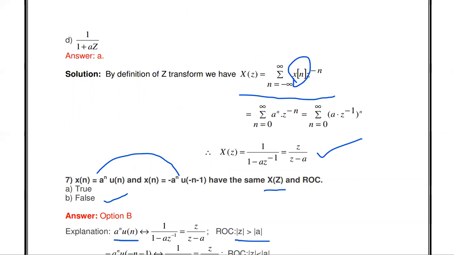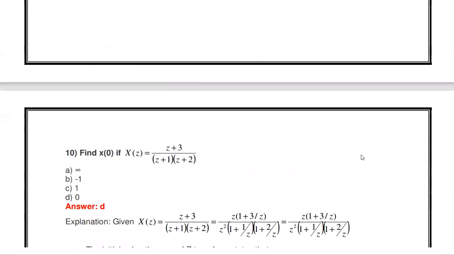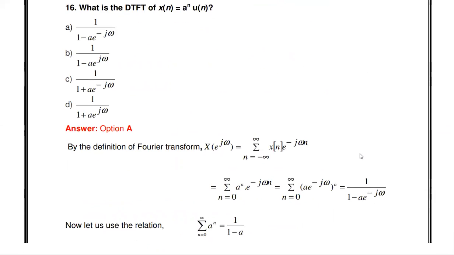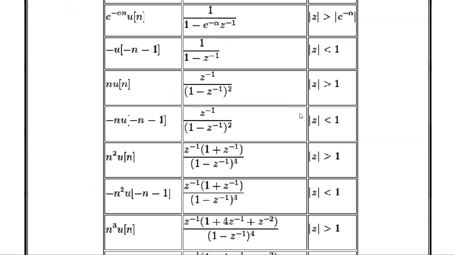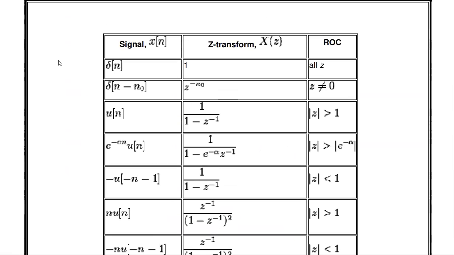So I will give one table for the standard signals, the Z transforms of the standard signals. The first standard signal is del of n. The del of n has the Z transform value 1. The full video is based on this table only. The del of n has the Z transform 1, and the ROC is the entire Z plane.